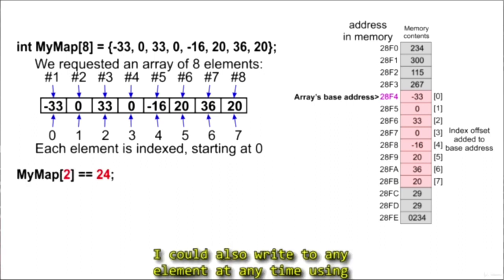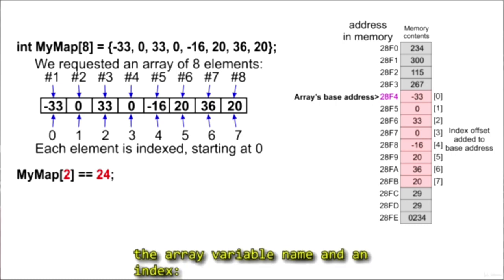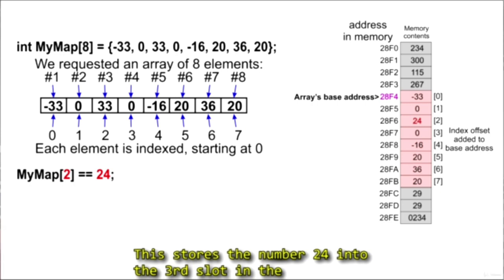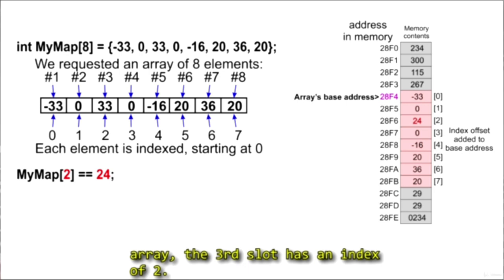I could also write to any element at any time using the array variable name and an index number. This stores the number 24 into the third slot in the array. The third slot has an index of 2.